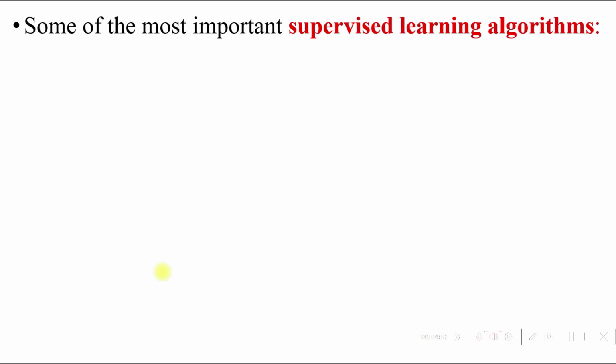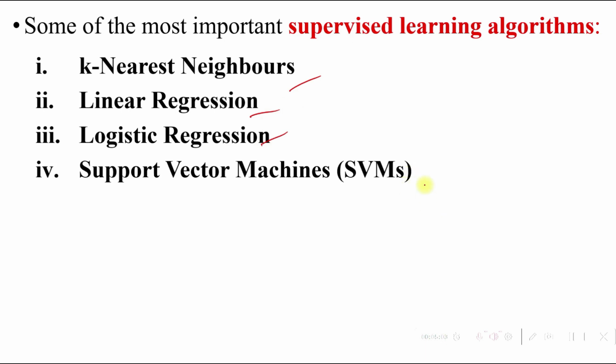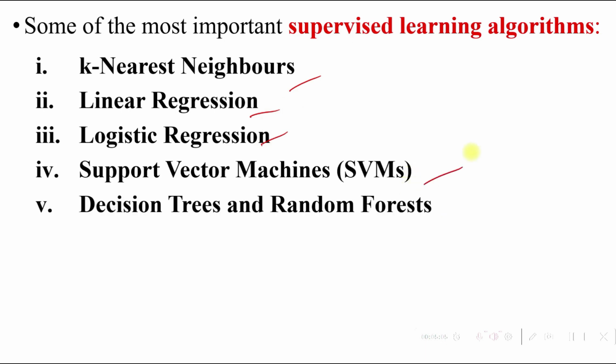Some of the most important supervised learning algorithms are K nearest neighbors, linear regression, logistic regression, support vector machines, decision trees and random forests, and neural networks. Here are some examples of the supervised learning algorithms.